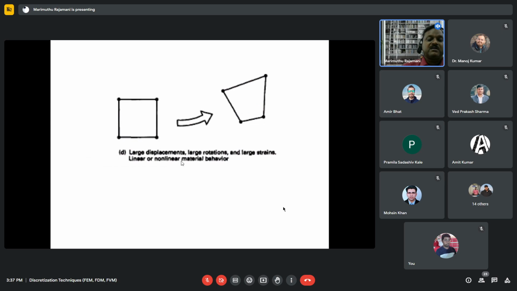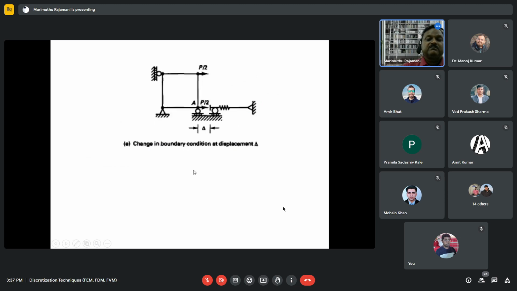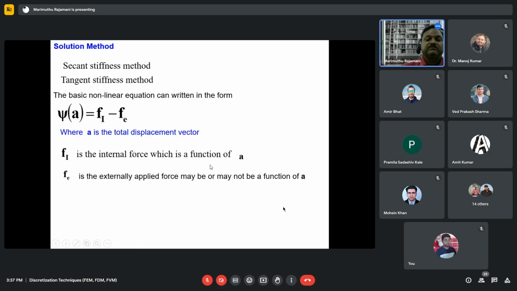And this is the large displacement, large rotation, and large strains. This is the contact nonlinear. Change in boundary. Up to this point it will behave one way, and once it touches, the behavior changes.